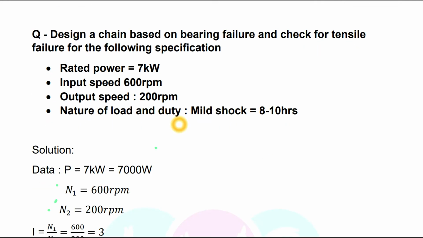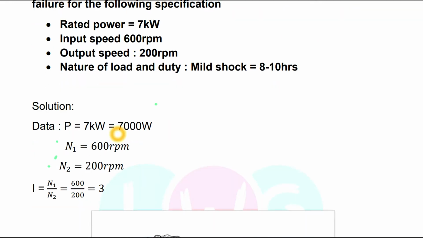So now we will take out all the given data from the question. So P is equal to 7 kilowatt, which is the rated power given. We convert it into watt, which will be 7000 watt. Then input speed is N1 and output speed is N2. We denote N1 for input speed and N2 for output speed, both given.